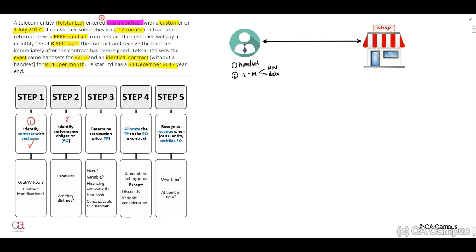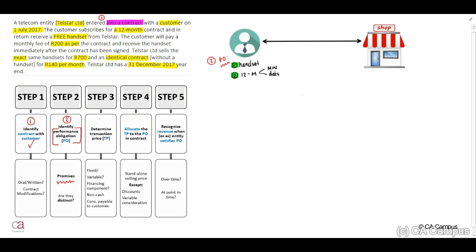Step 2, we need to identify the performance obligation. Now, what is the performance obligation? Remember that this is a promise by the entity to provide distinct goods or services to our customer. Do you agree with me that this will be our handset and our network services, the 12-month plan? Therefore, this will be our performance obligation, and there are 2 of them. There's a handset and the 12-month subscription plan.